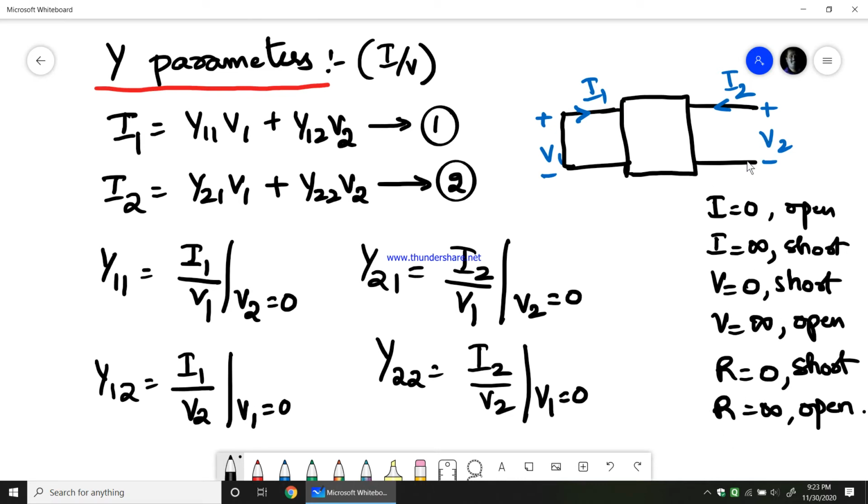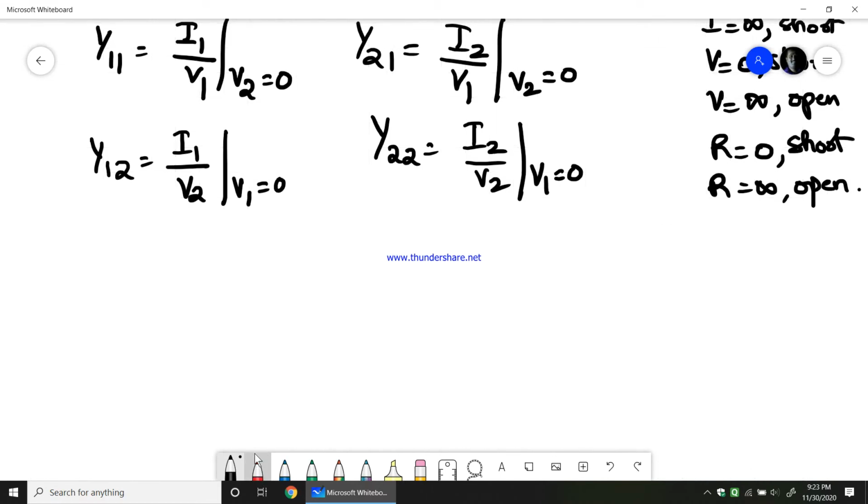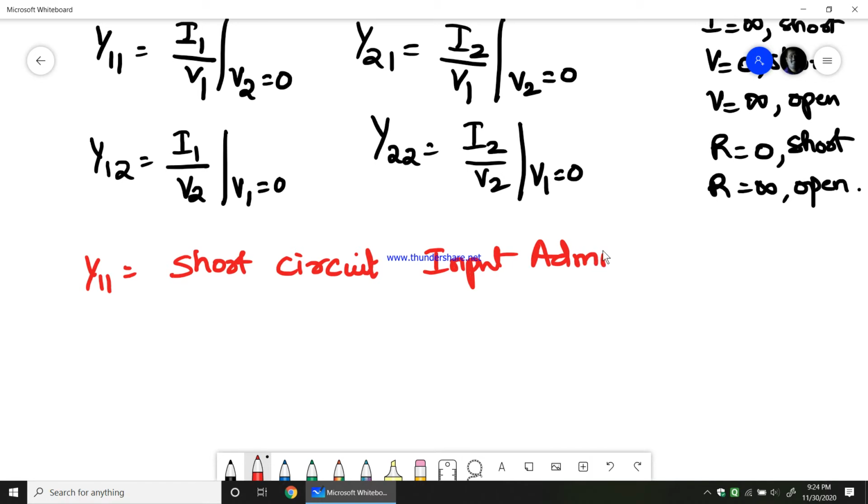So here voltage is 0 means you are going to short those terminals. To find Y12 and Y22, I am going to short the input terminal. After shorting the input terminal, I will find I1 by V2 and I2 by V2 to get Y12 and Y22. Since you are finding all these parameters by shorting one of the ports, Y11 would be equal to short circuit input admittance.